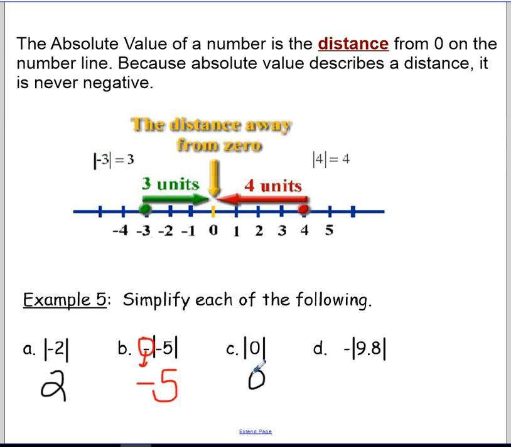The absolute value of 0 for C is 0 because it's right at 0, so it's no spaces away. And then for D, again, notice that we have a negative outside of the absolute value symbol. So the absolute value of 9.8 is 9.8, because it's 9.8 spaces away from 0. But then we have to take the negative of that answer, and so our answer is negative 9.8. So again, the only time you'll have a negative in your answer for absolute value is if there's a negative symbol outside of the absolute value symbol.